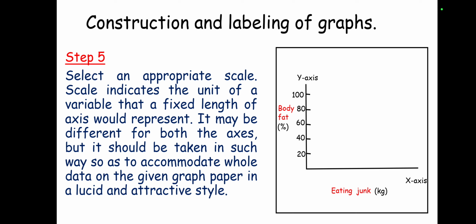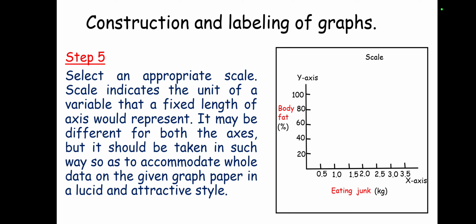Because we need to have a scale in such a manner that all the values get accommodated over here. Similarly, on the x-axis we can write 0.5 kg, 1 kg, 1.5 kg, 2 kg, like that. Because we cannot eat junk food in 100 kg or 200 kg, isn't it? 2 to 3 kg is okay, we cannot move beyond that, isn't it?